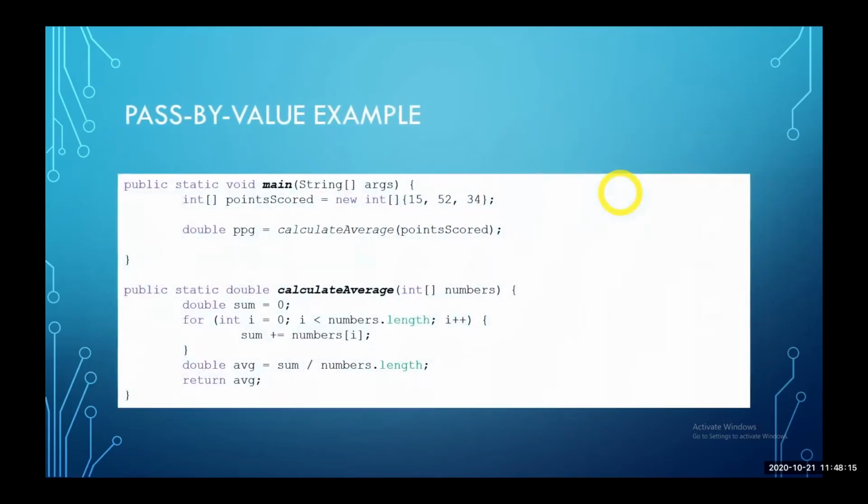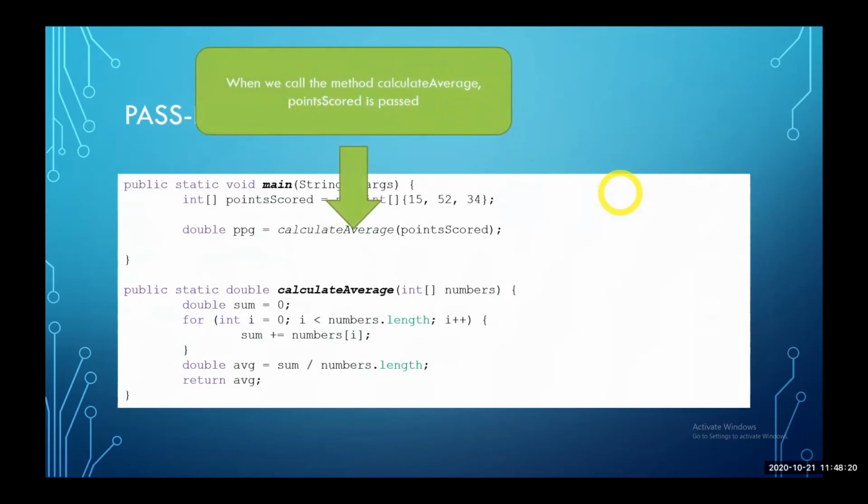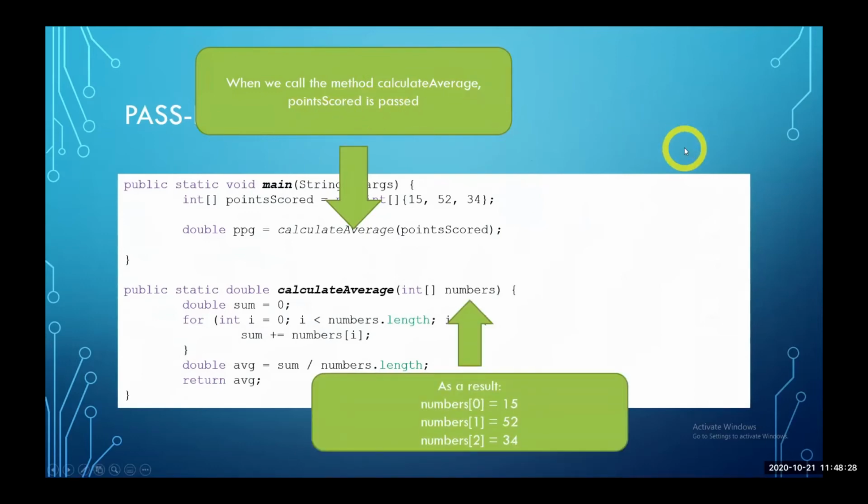But when I pass in those actual parameters, a copy is made, right? Not the actual array itself. When I call the method, calculate average, points scored is passed, and a copy is made of points scored. So just like points scored at index 0 equals 15, index 1 equals 52, index 2 equals 34, numbers at index 0 will equal 15, so on and so forth. Whatever your array is, a copy will be made and passed to the method.